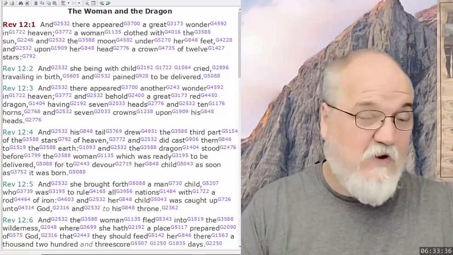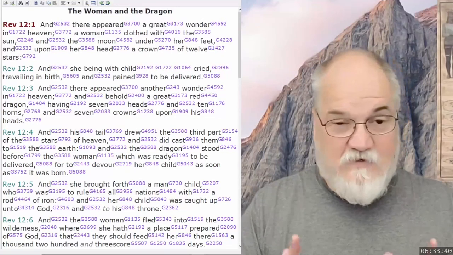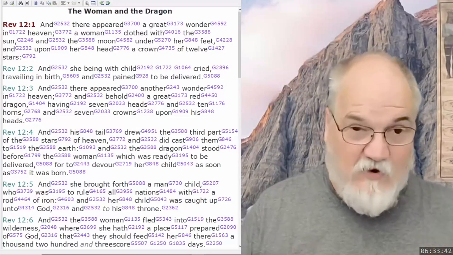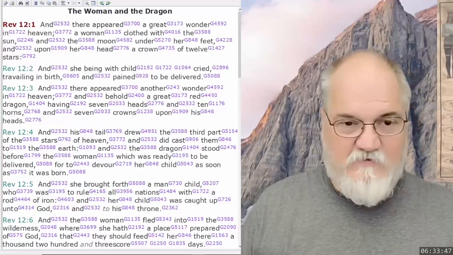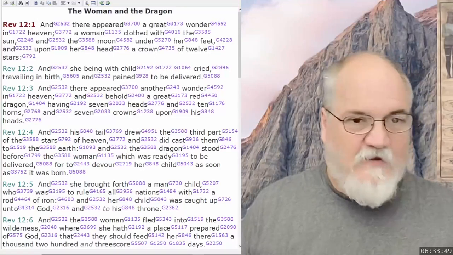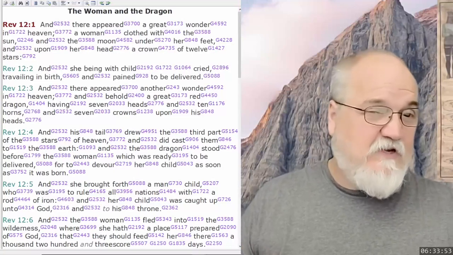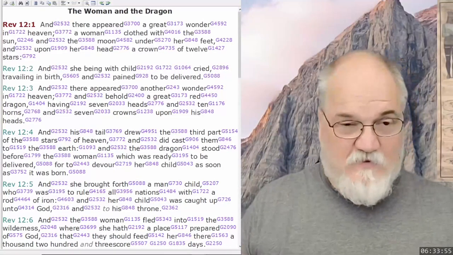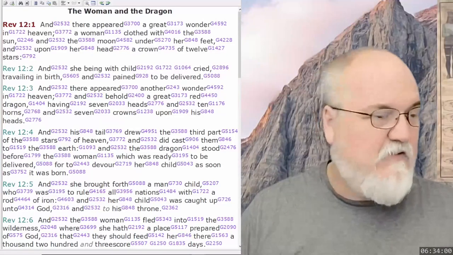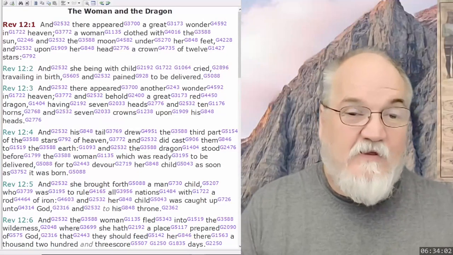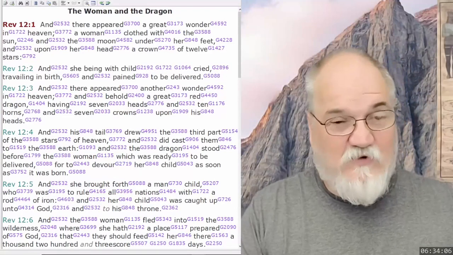Now, the question of whether we can say that the heads are the same in all of them, or that the horns are the same in all of them, is still something that we haven't answered yet. But what we can say is that if we are going to understand the beast in Revelation, or the dragon, really, in Revelation chapter 12, that it needs to be understood in the time in which it occurs.